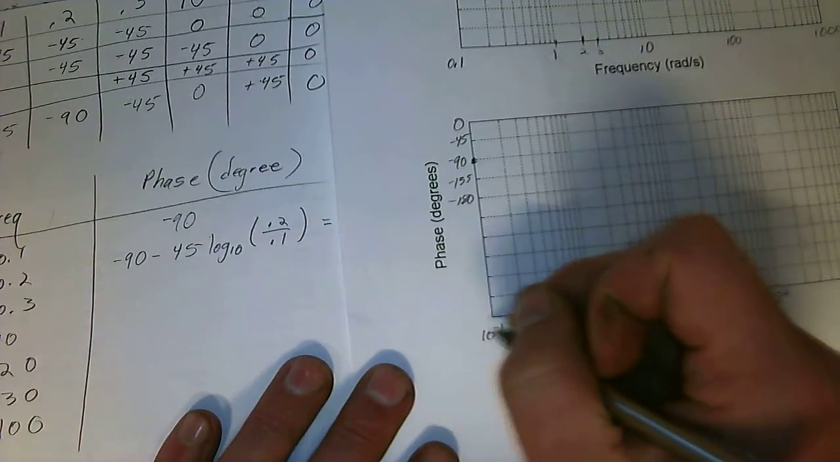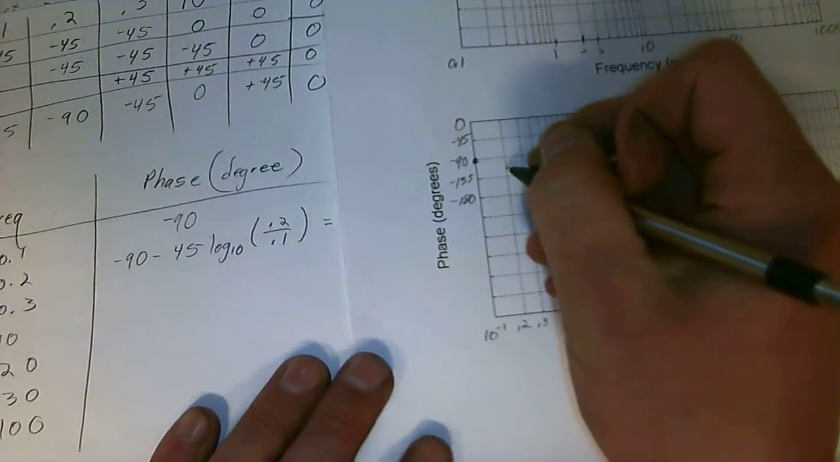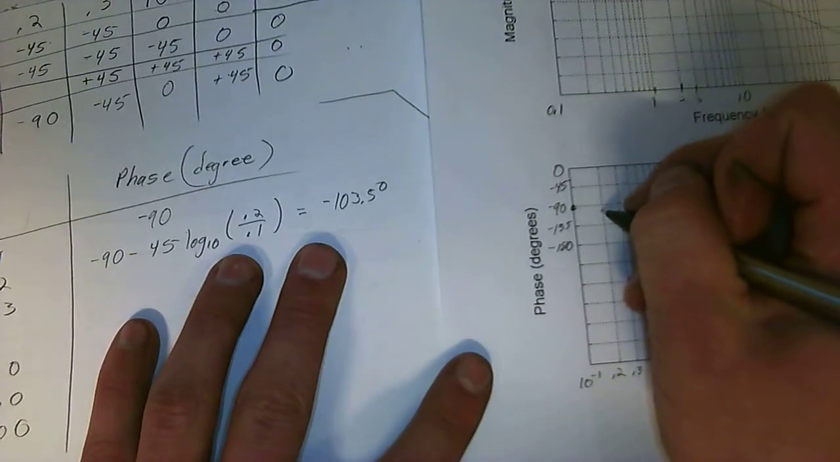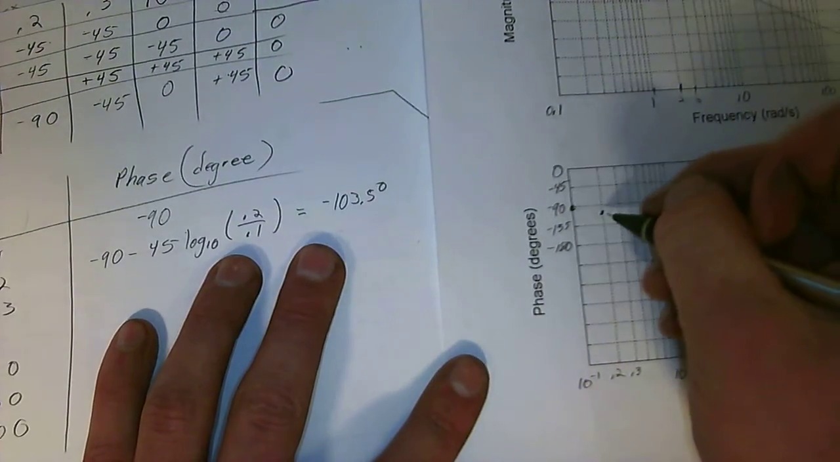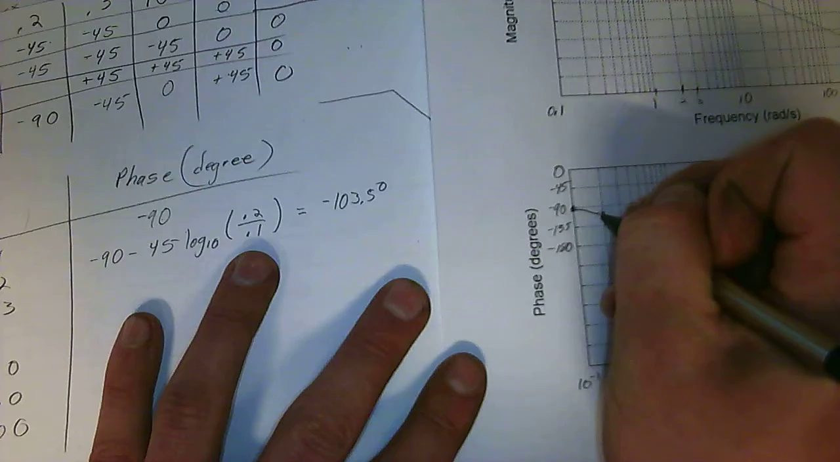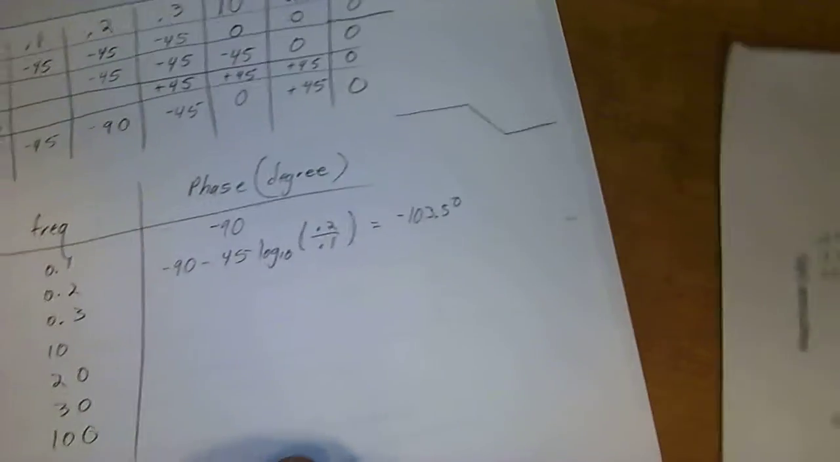So if you look at our frequency plot, this is 0.01, this is 0.2, 0.3. At 0.2, we're looking at negative 103, which is going to be somewhere right about there, which is at a slope of negative 45 degrees per decade, just like that. Sorry, I'm not using my ruler, but it's too small of a section.